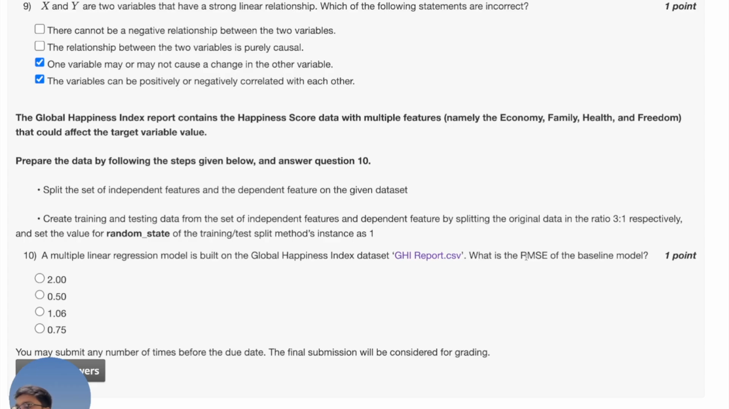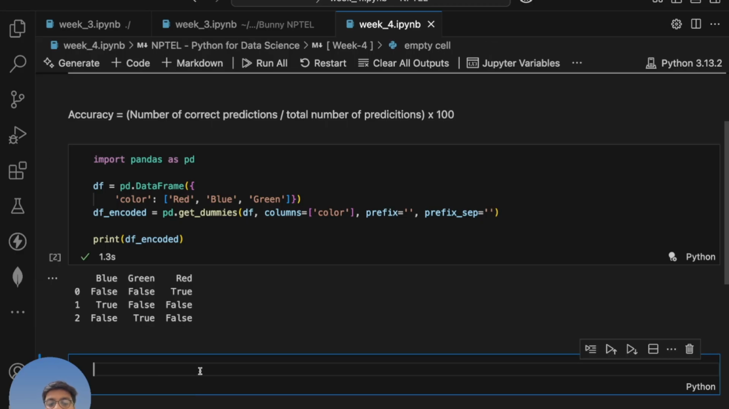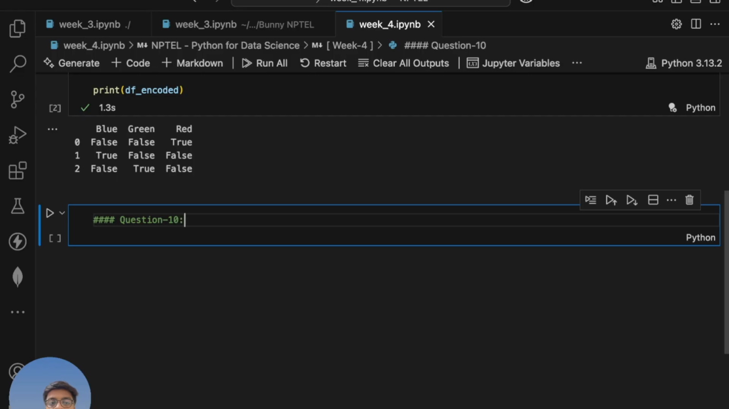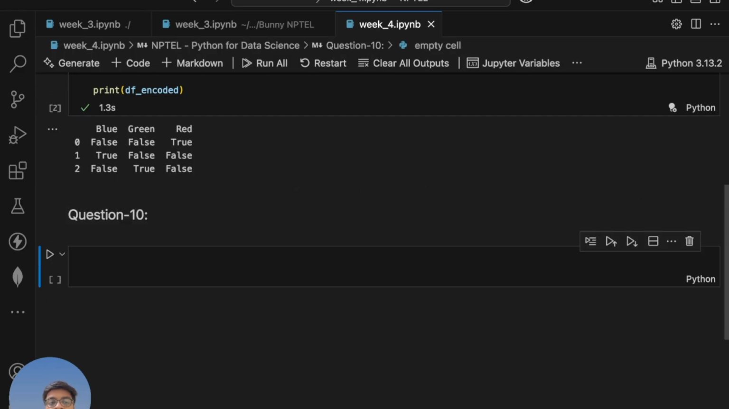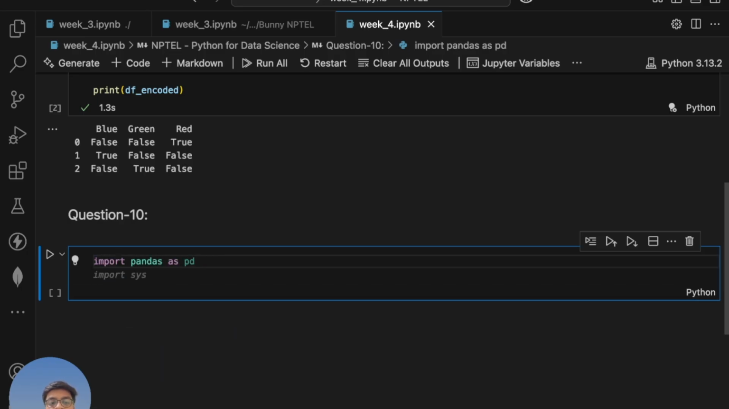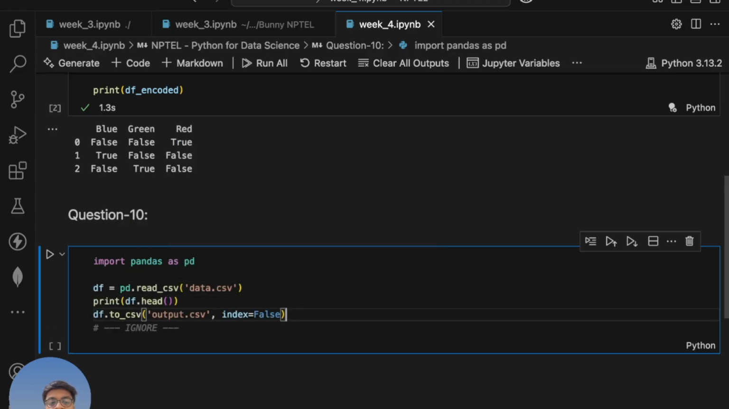So let's write the code for the same. Ready? Let's go. Let's give a heading: Question 10. Import pandas as pd, df equals pd.read_csv.